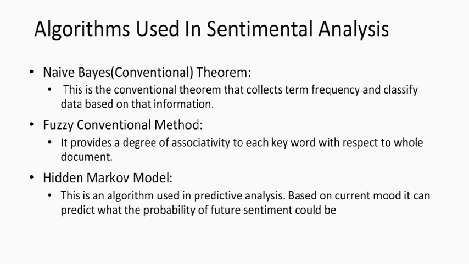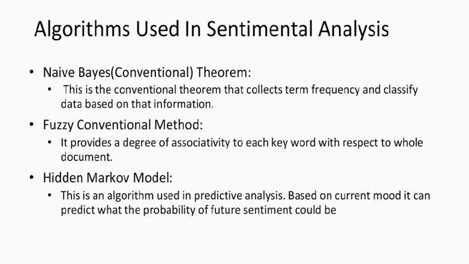So the algorithms used in sentiment analysis. These are the typical algorithms which we see in sentiment analysis. First one is the naive Bayes classification theorem. This collects term frequency and classifies the data based on that information. So this is the model which we see majorly. The next one is the fuzzy classification method. It provides a degree of associativity to each word with respect to the whole document. So this is the next method. It will provide some degree of associativity to each keyword.